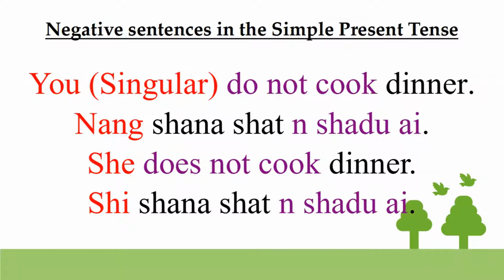To conjugate negative sentences in the simple present tense in English, you have to use the auxiliary verb do not, does not, followed by the base verb. In Kachin Jinghpaw, to conjugate a negative sentence, you have to put n. Very simple. One letter. N. Shadu i, that is affirmative. To make negative, n shadu i.